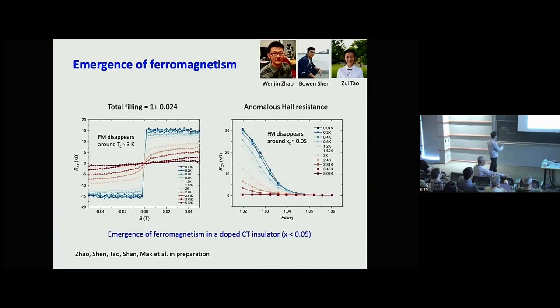This is the Hall resistance as a function of magnetic field measured at this particular doping density. And you can see a clear anomalous Hall response, which disappears at a Tc of about 3 Kelvin. And this is the same Hall response as a function of filling factor at different temperatures. You can see that the anomalous Hall signal goes away at about 5% doping in the itinerant layer.